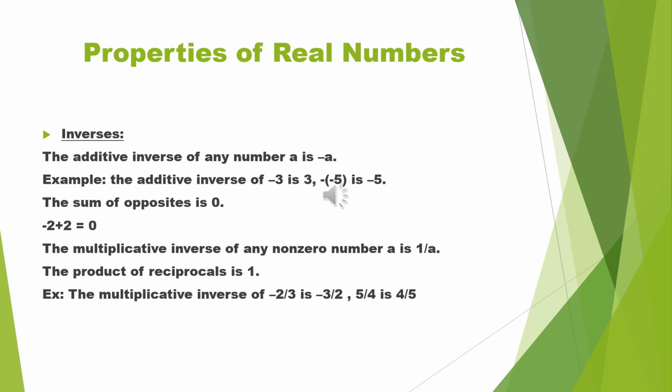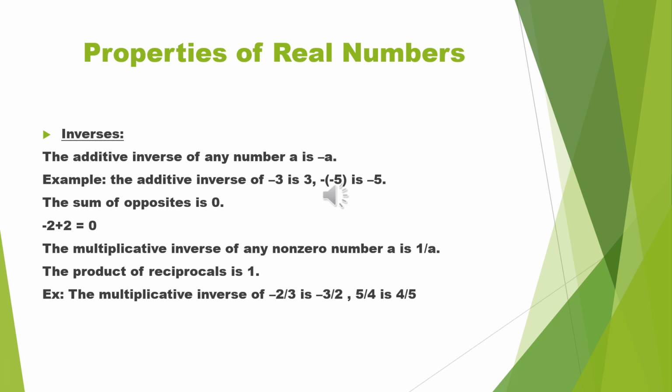Now it's time for you to learn about the properties of real numbers. First, we can see the inverses. There are two types of inverses: one is the additive inverse, the other is the multiplicative inverse. Additive inverse means if a number is minus 3, then the additive inverse of minus 3 will be 3, which means the opposite sign. If it is positive, the answer will be negative. If it is negative, the answer will be positive. So this is how you can find the additive inverse of a certain number.